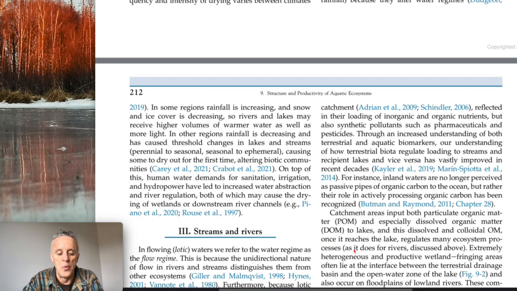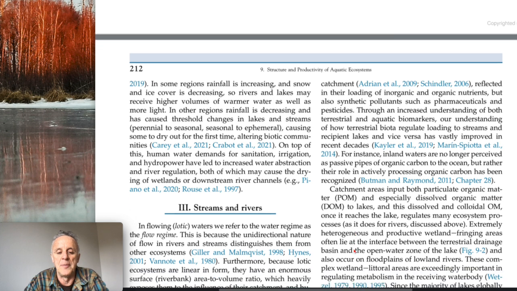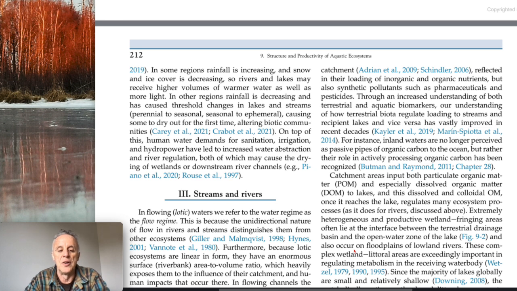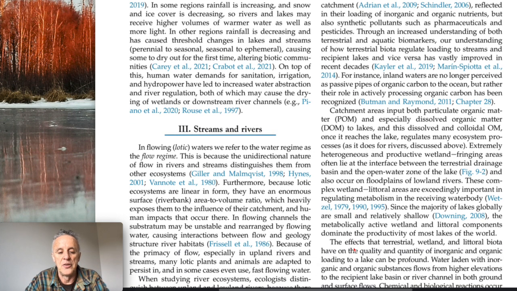In some regions, rainfall is increasing and snow and ice cover is decreasing. So rivers and lakes may receive a higher volume of warmer water as well as more light. In other regions, rainfall is decreasing and has caused threshold changes in lakes and streams, from perennial to seasonal to ephemeral, causing some to dry out for the first time, altering biotic communities. On top of this, human water demands for sanitation, irrigation, and hydropower have led to increased water abstraction and river regulation, both of which may cause the drying of wetlands or downstream river channels, streams and rivers.